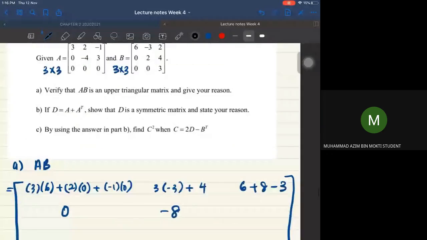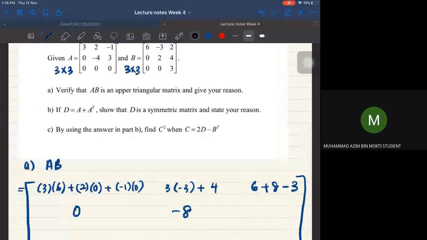Okay. So untuk part C, by using the answer in part B, find your C squared. When C is equals to this one. So you kena buat dulu operation ni. Okay, baru dapatkan nilai, baru dapat C. Okay, apa maksud C squared? Adakah setiap elemen tu kita kuasa 2 atau matrik C tu kena darab 2 kali? Mana betul? Which one is correct? Darab 2. Okay, setiap matrix tu darab 2 kali. That is mean by C squared.